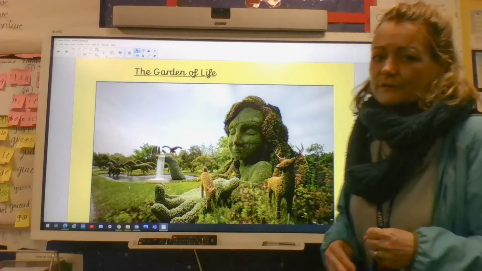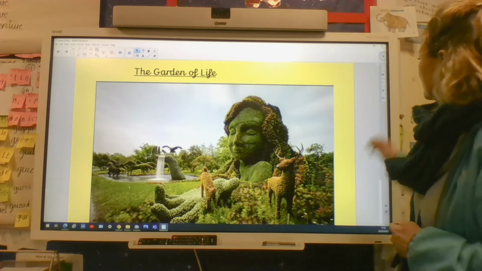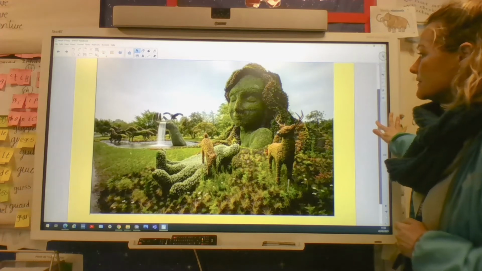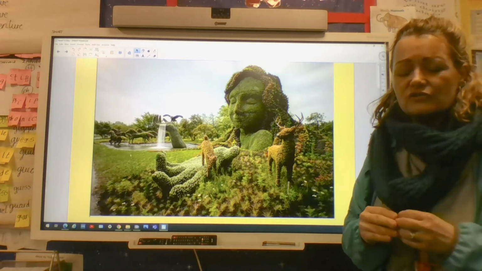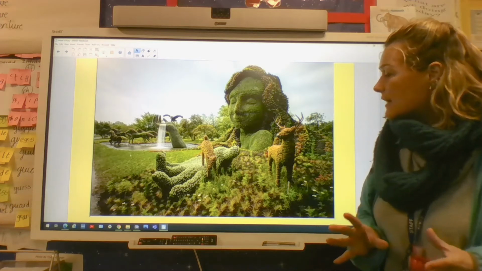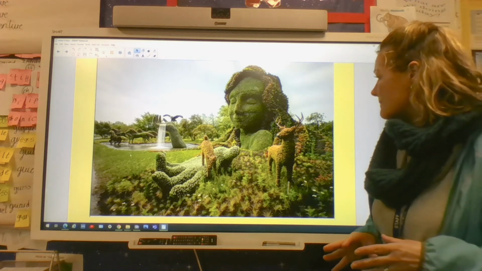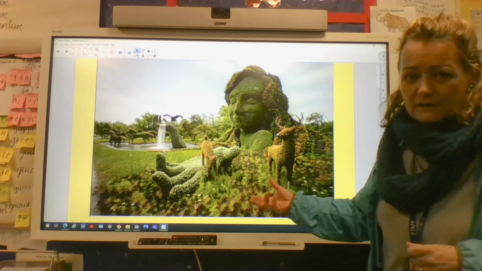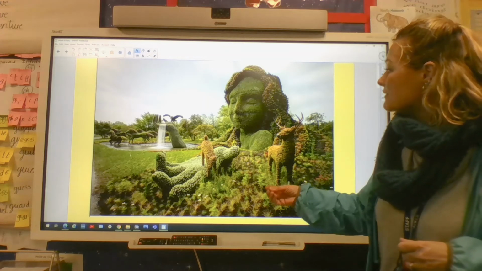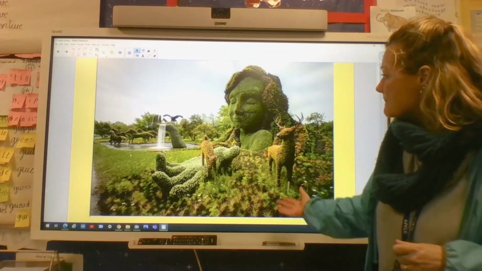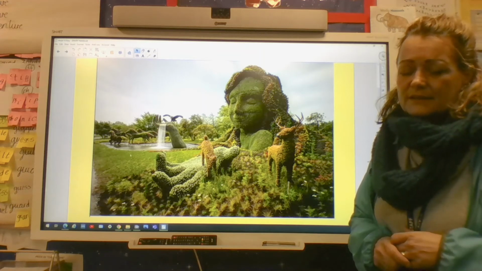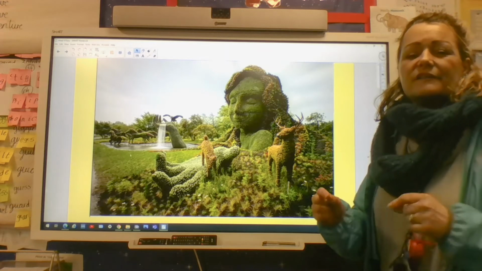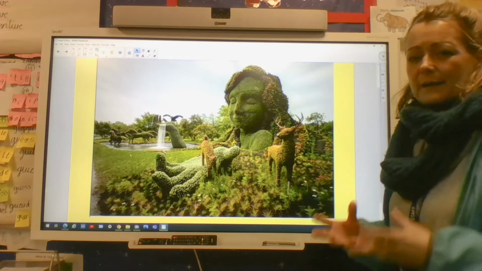Then take a look at this beautiful picture. This is called the Garden of Life. I just scroll down slightly just so we can see. One of the teaching slides has just got this on here. Take a moment to have a look at what you can see. So it is a garden. There's lots of animals, lots of creatures in this garden made from plants and shrubs and hedges. It's quite beautiful. So I'm going to read you a story starter to try and get those creative juices going so that you can come up with some fab ideas for sentences.